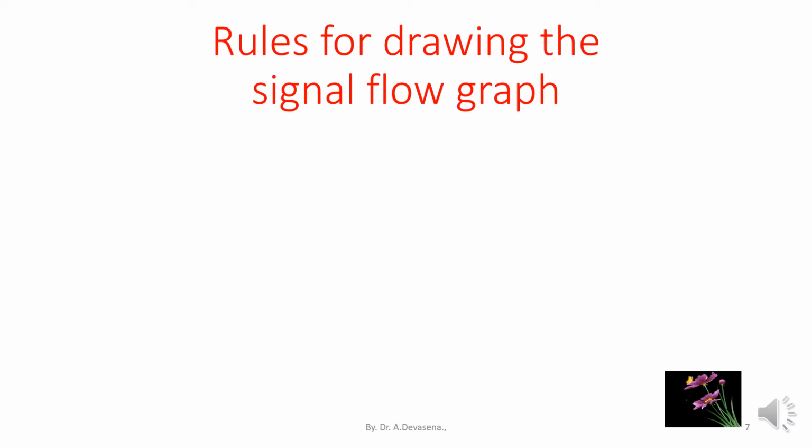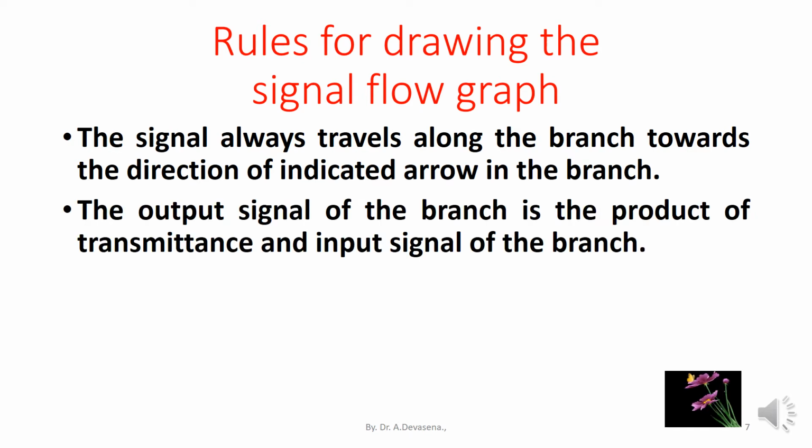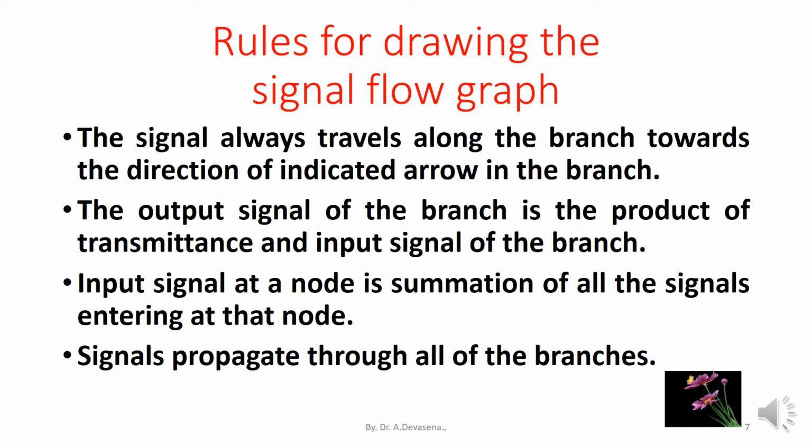Rules for drawing the signal flow graph. The signal always travels along the branch towards the direction indicated by the arrow in the branch. The output signal of the branch is the product of transmittance and input signal of the branch. Input signal at a node is the summation of all the signals entering at that node. Signals propagate through all of the branches.